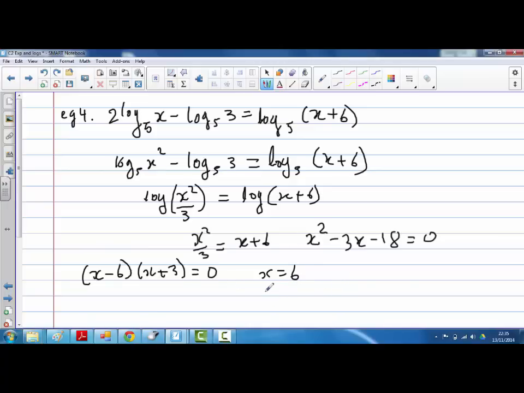and x equals minus 3 is not a valid solution, since the log of a negative number doesn't exist. Okay, so this is not a valid solution, and that's fine. Let me just write that down. So minus 3 doesn't exist. Right, so there you have it.